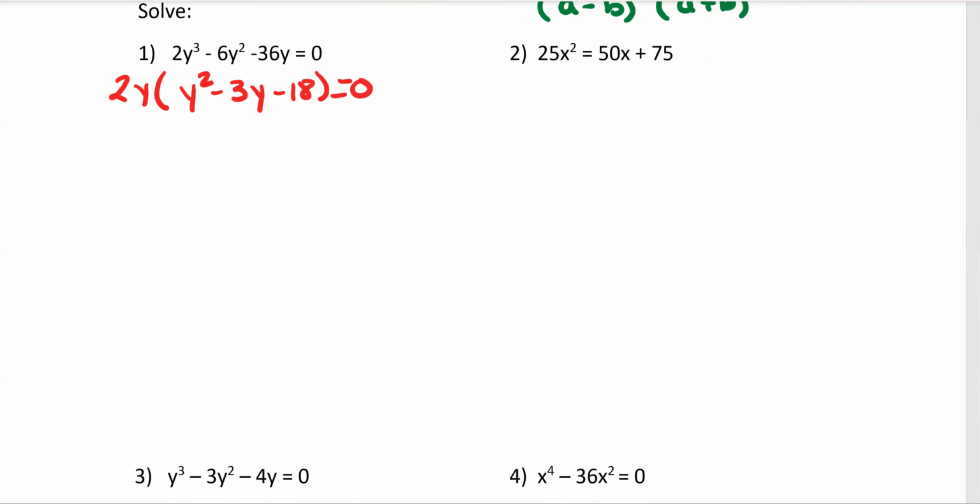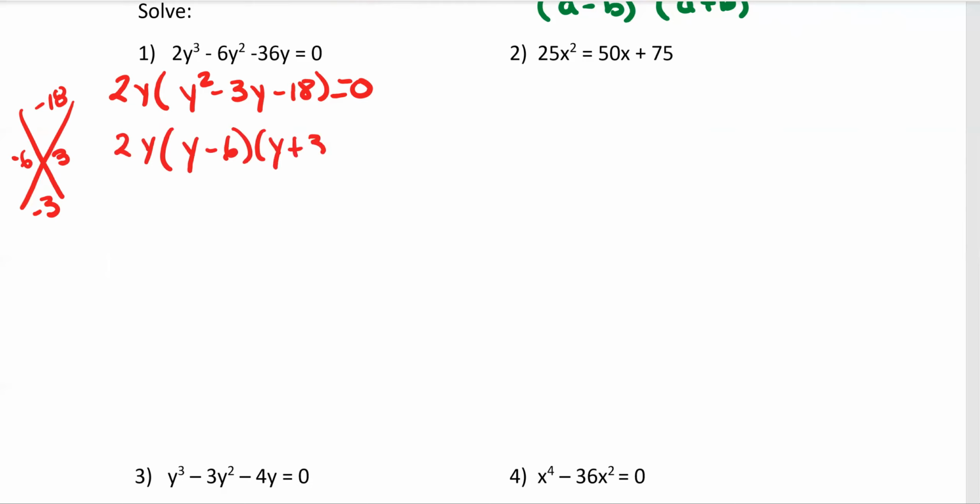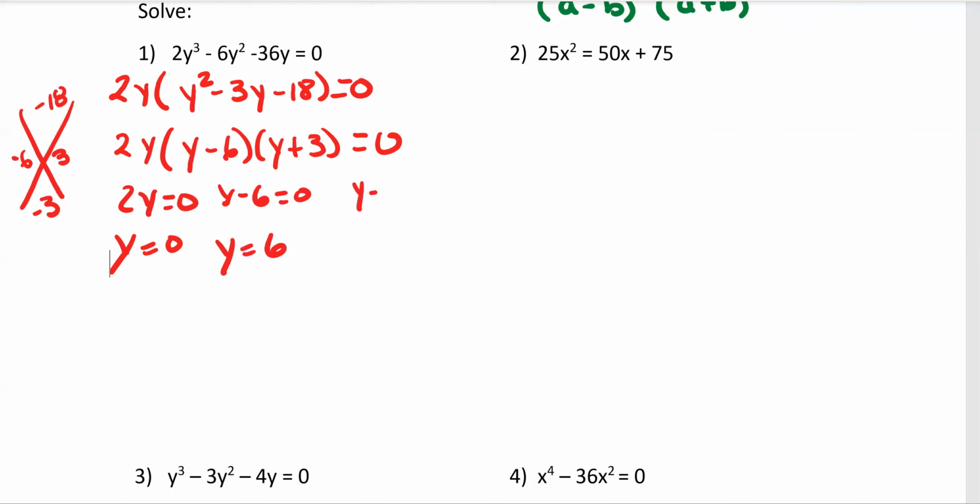And we need to factor the factors of negative 18 that add to negative 3. Let's go negative 6 and 3. And set all the factors equal to 0. So our answers are y equals 0, 6, and negative 3.